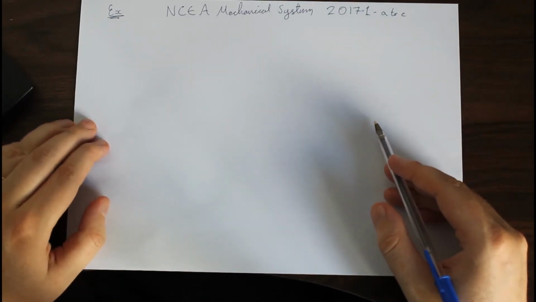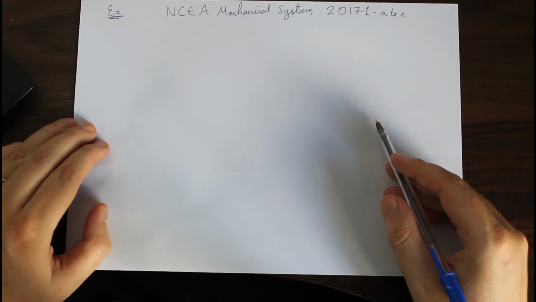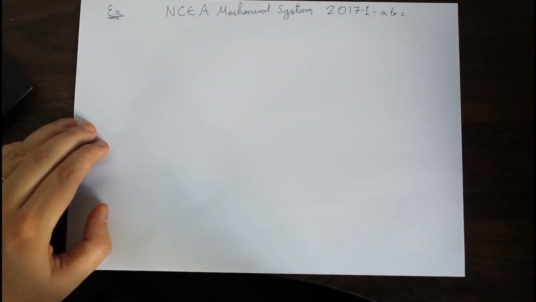Okay, so I'll read you the question. It says, two astronauts, Sylvia and Sam, are on a mission to another planet. They're doing a spacewalk outside the ship.